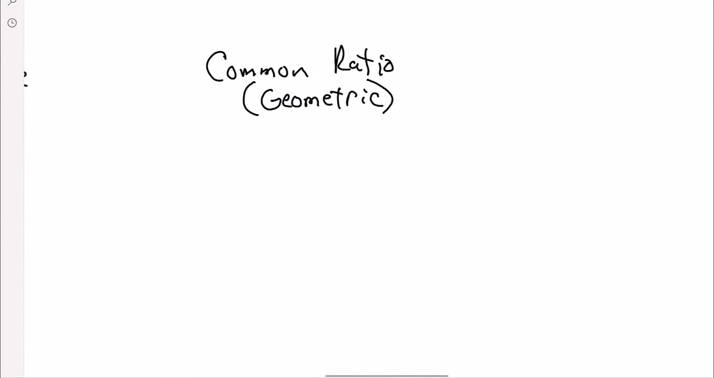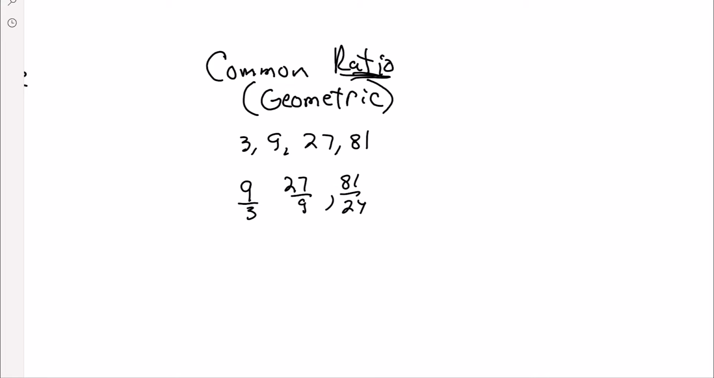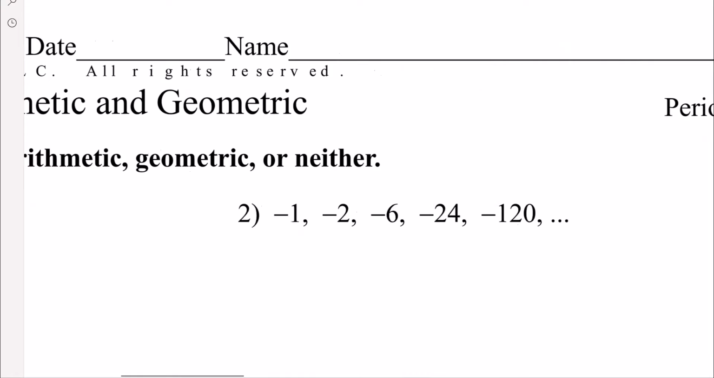For a geometric sequence, there will be a common ratio. So for example, if I gave you this list of numbers, to find the common ratio, we would divide. So the second number divided by the first, the third number divided by the second, the fourth number divided by the third, etc. And notice that common ratio is 3 over 1, or just 3. That's how you tell the difference.